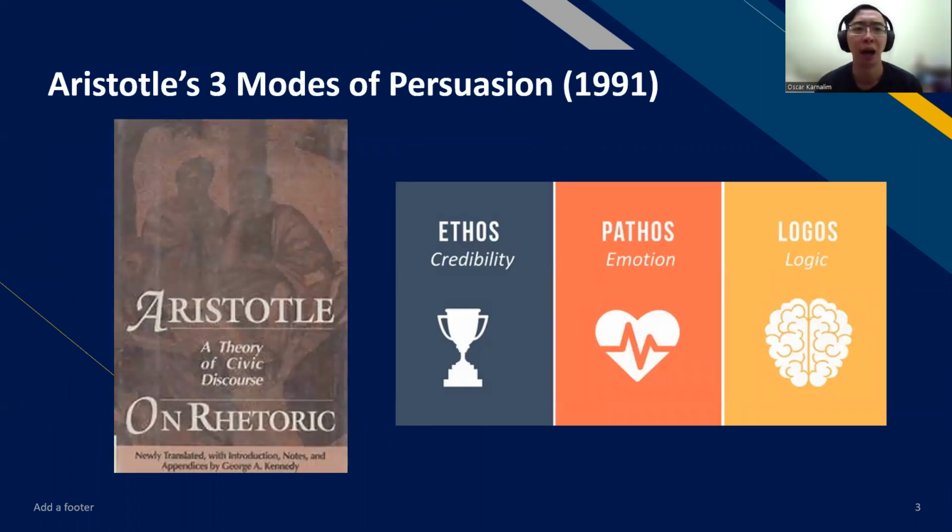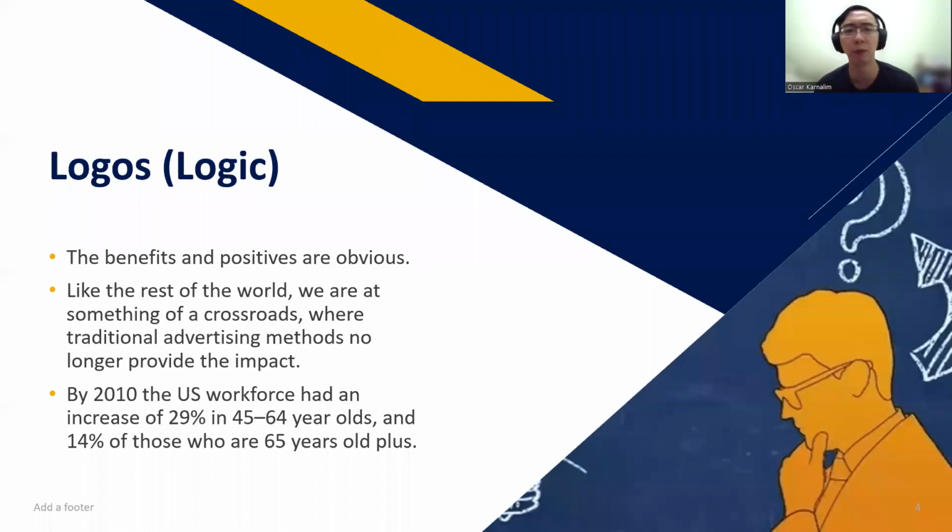Okay, there are Aristotle's three modes of persuasion: ethos, pathos, and logos. So it is about credibility, emotion, and logic. When you want to persuade someone, it is important that we consider these three components. First is logos, or logic. So we need to elaborate on the benefits and the positive things about our product, for example.